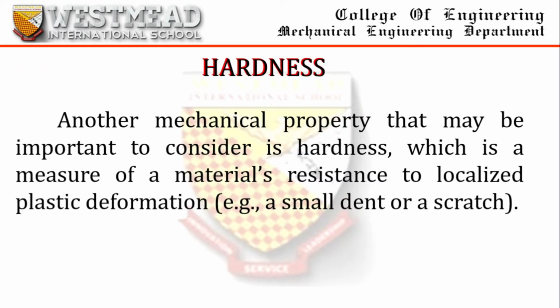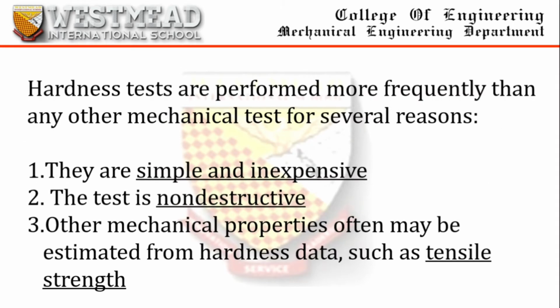So, another mechanical property that may be important to consider is hardness, which is a measure of a material's resistance to localized plastic deformation, for example, a small dent or scratch. So, mahalaga sa mechanical property ng metal na malaman natin ang hardness nito or masukat natin ang hardness nito. Kung sila ba ay nakaka-resist sila ng mga heavy loads para hindi agad sila ma-deform, or kung hindi agad sila nagkakaroon ng small dent or scratch. Mahalagang matukoy yon sa metal.